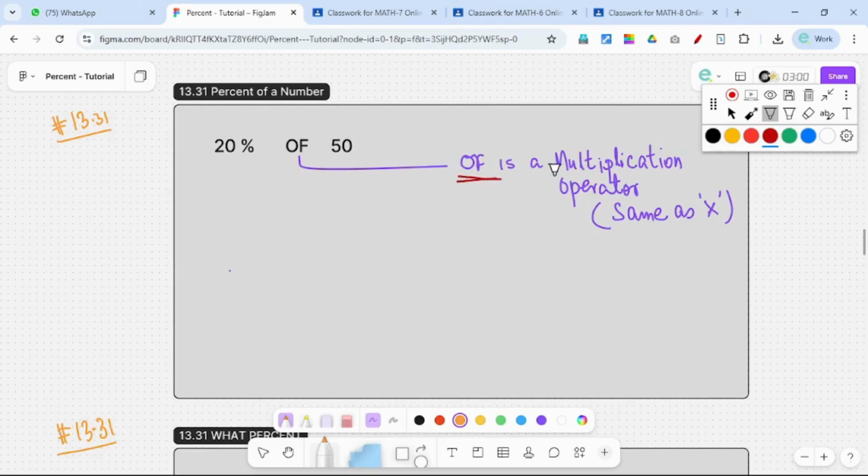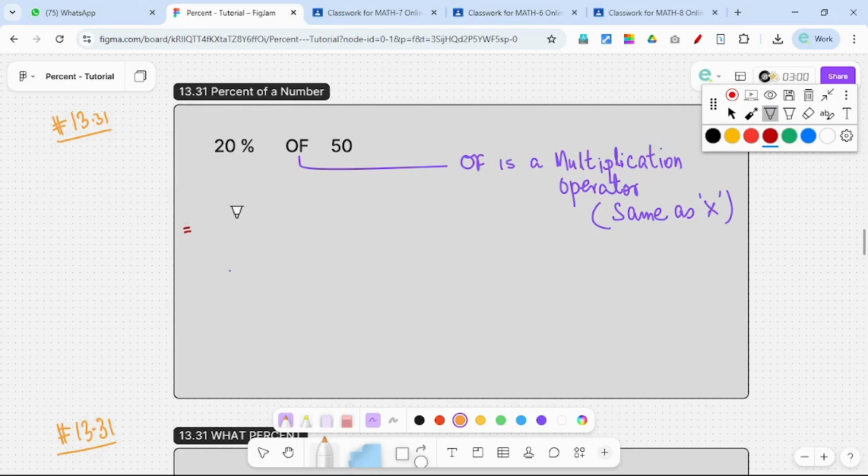Of is a multiplication operator. What does that mean? Multiplication operator means that it is same as multiplication. So of is basically a multiplication operation. Now for example, if I have to calculate 20% of 50, how will I calculate?